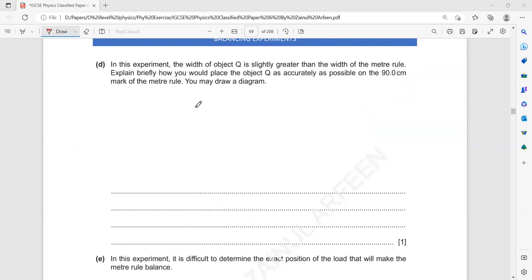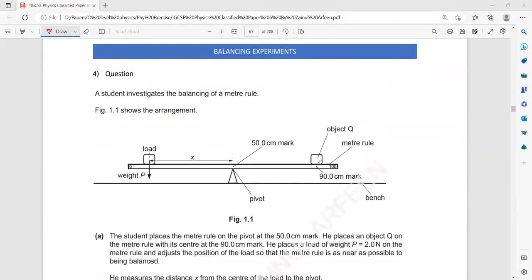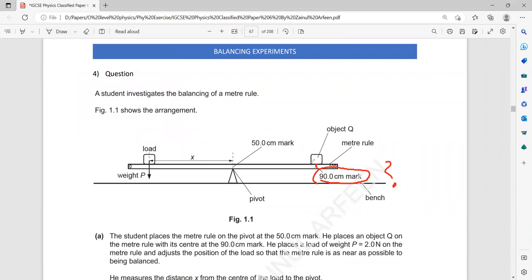So this object, as you can see here, load Q, we say this is at the 90 centimeter mark, but how will we know that it is at the 90 centimeter mark? Because we cannot read the scale. This object is covering the marking of the meter rule. So if we cannot read the scale, how can it be done? So what we do, we record the first value, maybe it is 89. And we record the second value, maybe it is 91. So what is the average of 89 and 91? The average will be 90. So that's how we estimate the position of load Q.